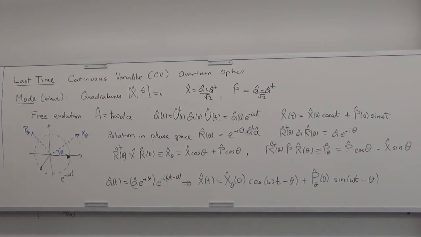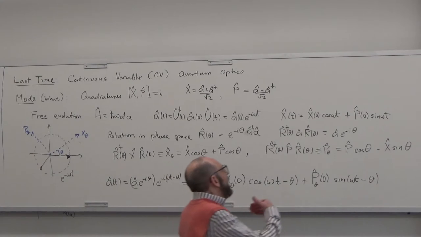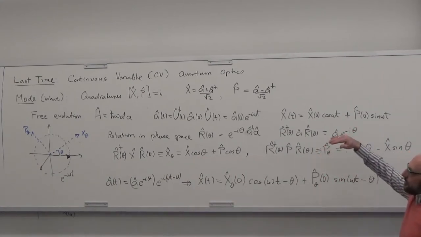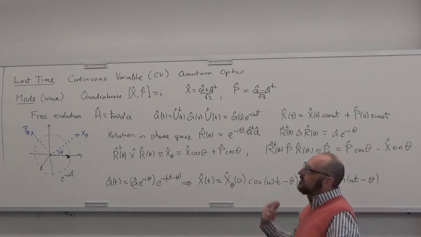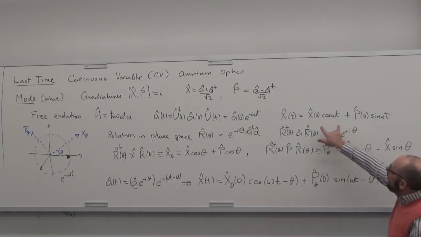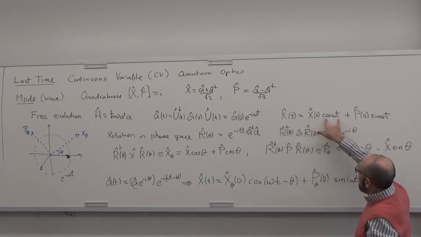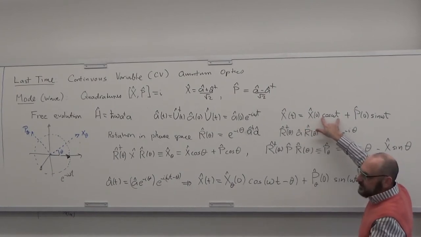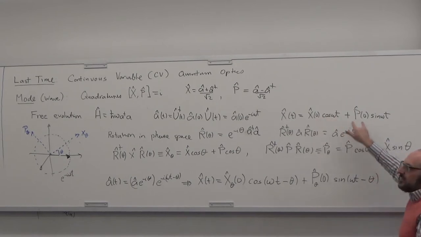The quadratures represent the components of the oscillator. So if we have some oscillator that is oscillating at frequency omega, then there is always a component that is oscillating as cosine relative to some phase, and some component that's oscillating like sine. And quantum mechanically, those components of the oscillator don't commute. For a particle in a well, they are proportional to the position and momentum of the particle. So clearly, they don't commute. Here they represent the general quadratures of the oscillator.